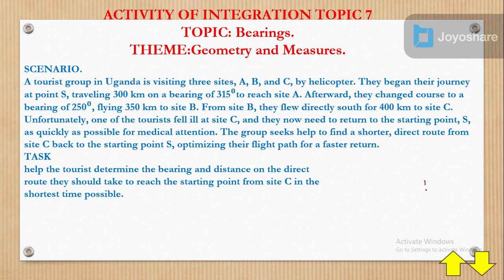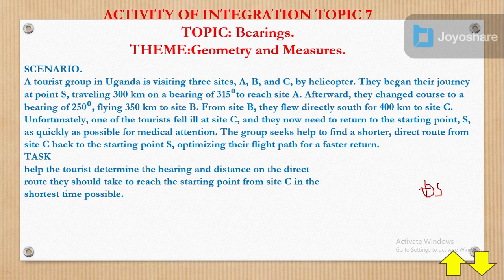Now let's begin with our source S. This is our S. I'll give a simple sketch. They're saying a tourist group in Uganda is visiting 3 sites A, B, C by helicopter. They began their journey at point S, traveling 300 kilometers on a bearing of 315. Now that bearing of 315 from here would be something like this, up that level.